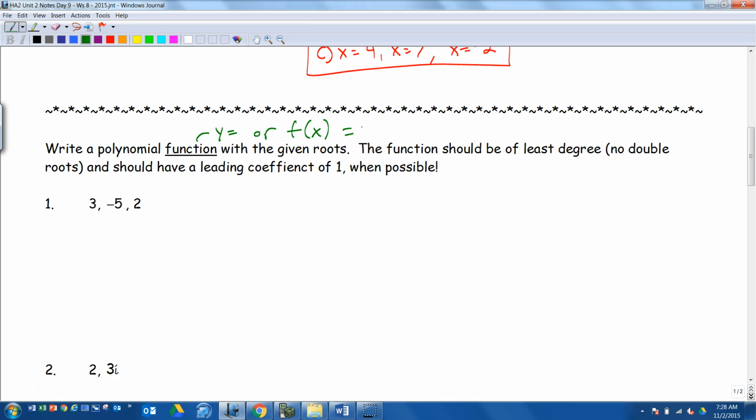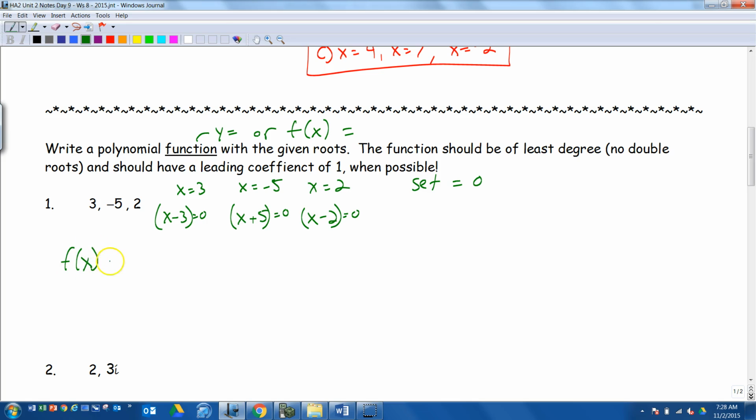So, the first one, I know that I have x equals 3, x equals -5, and x equals 2. The factors, when they're set equal to 0, so you set these equal to 0, and you get x minus 3 equals 0. So I'm going backwards. It's like I was solving. That's a factor, and x minus 2 equals 0. Okay? So now I have my three factors, and I'm going to write them as a function now.